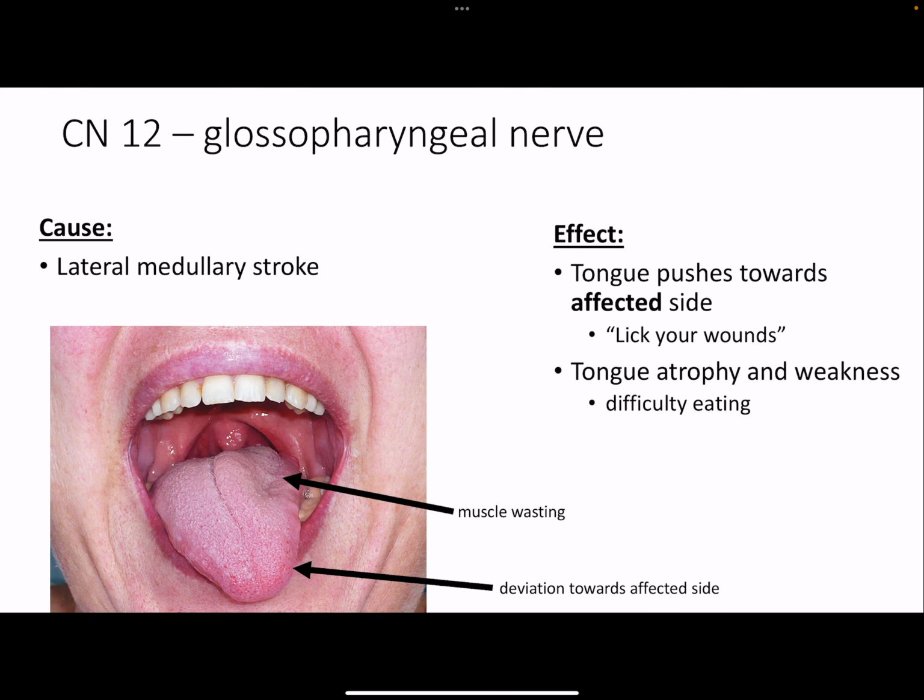Glossopharyngeal. No, this is not. This is the hypoglossus. Nice try. Hypoglossus, hypo under, glossus tongue, under the tongue. And that's where it innervates, but it's actually important for motor innervation of the tongue. So it pushes the tongue out.